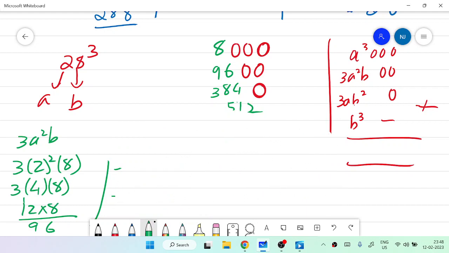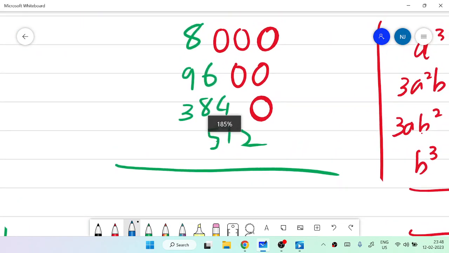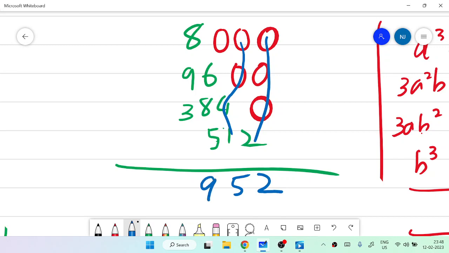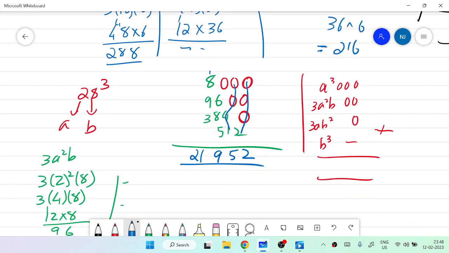Understood? So then what we have to do is we have to add all those numbers, right? So while adding, you will be getting what? So here if you add all those numbers, you will get 2. If you add all those numbers, you will get 5. If you add all those numbers, you will get 6 plus 8 is 14. 14 plus 5 will give you 19. Then 1. Then 10, 18, 19, 20, 21. The answer will be like 21952, which is 28 cube.